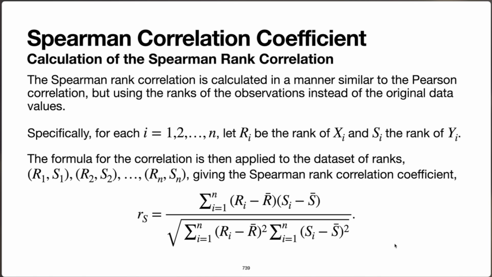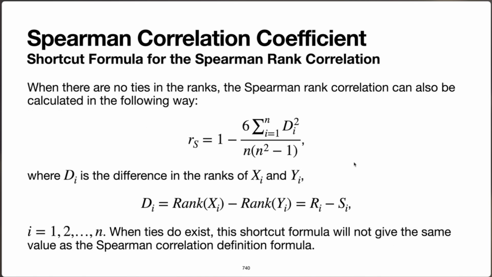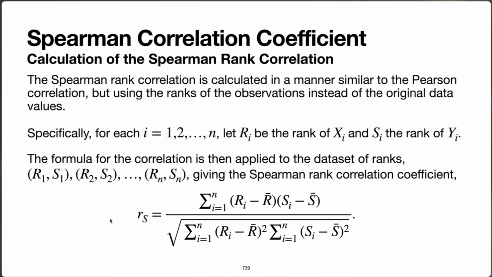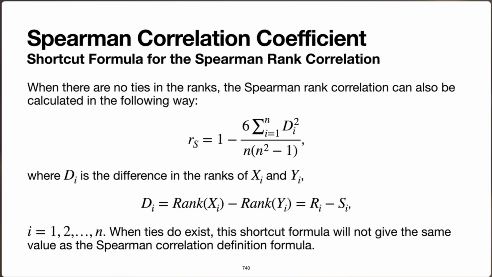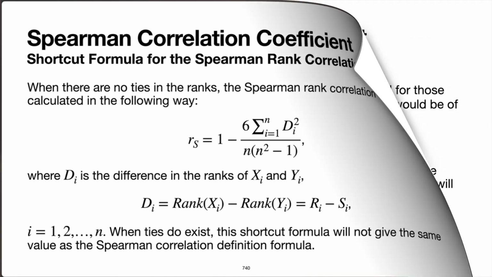If you've got just a few ties, then it will more than likely be very close, but it won't be exactly equal. And so if you've got more than just a few ties, then you probably don't want to use this. You probably want to use this formula. But again, in many cases, you would be using specific software, for example, SAS or SPSS or Minitab or R or something like that to calculate the Spearman correlation anyway.